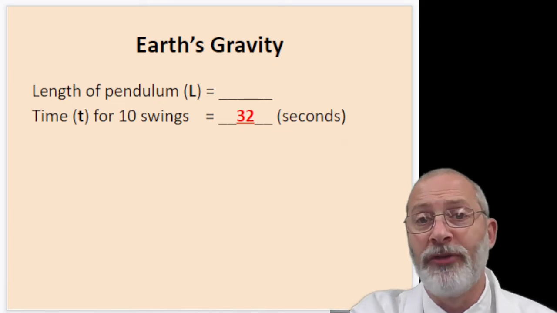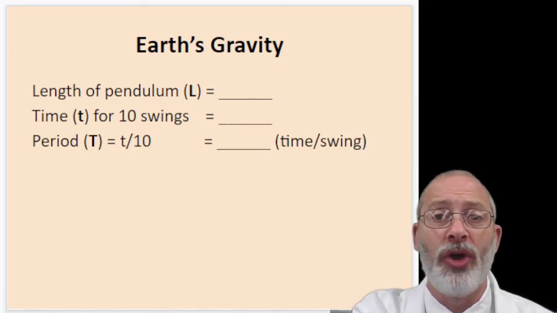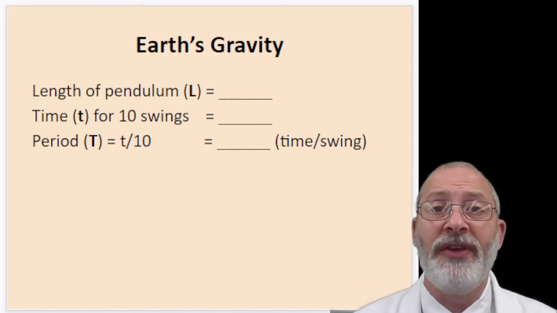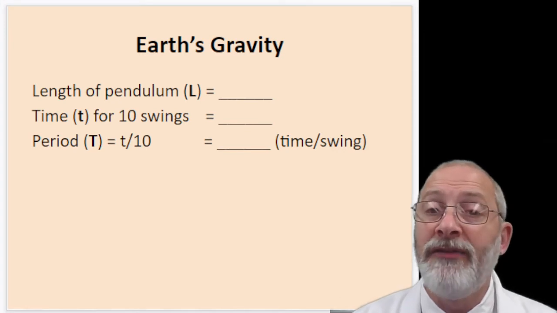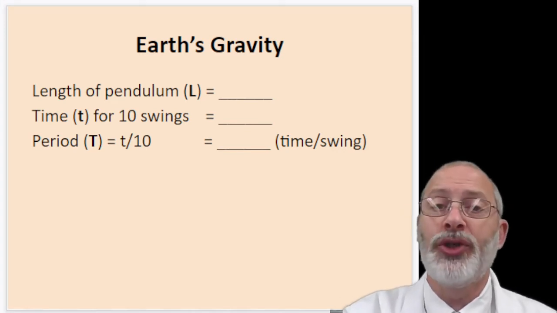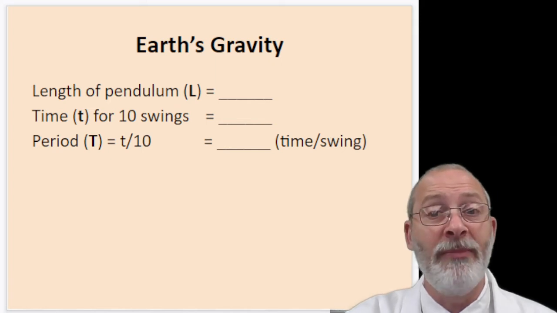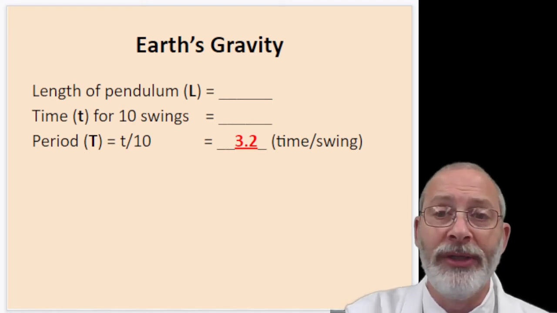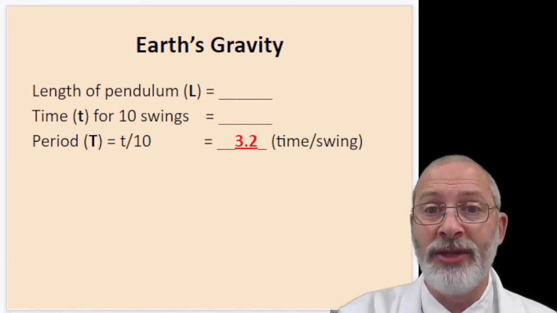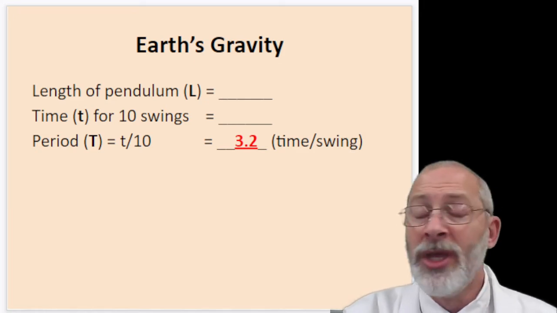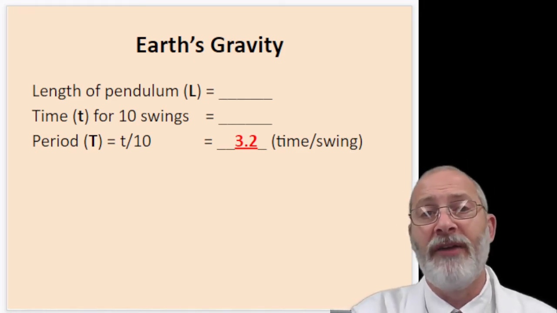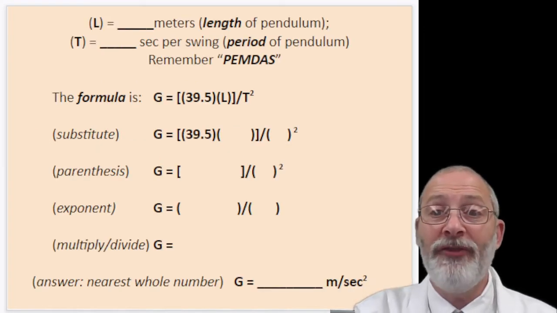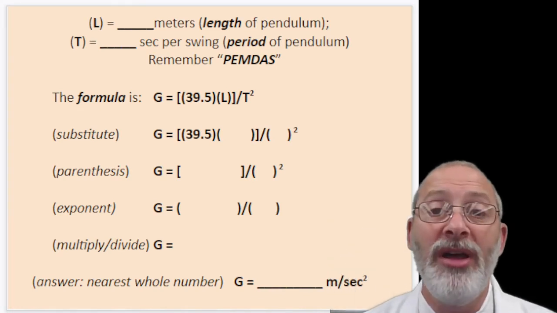Now, the next piece of information we need is to determine what is called the period. The period is basically the length of time for an individual swing. So the way we determine the period is simply to take the time for 10 swings and divide it by 10. It was 32 seconds for 10 swings divided by 10. You just move the decimal place once over to the left, and that gives us 3.2.